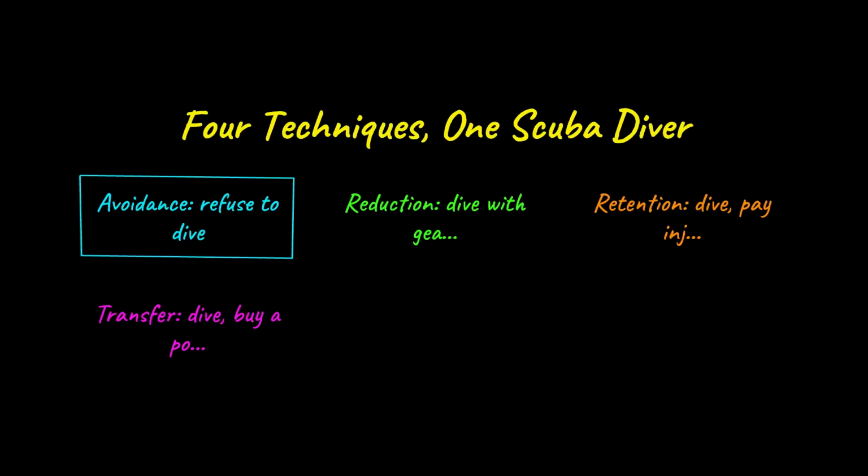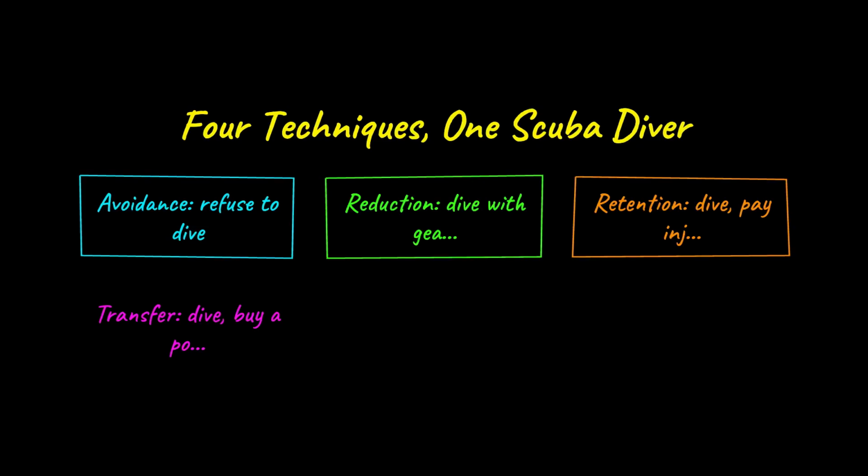Set side by side, the four techniques snap into focus. Refusing to dive is avoidance. Diving with a certified partner and inspected equipment is reduction. Accepting that any injury comes out of one's own savings is retention. And buying a policy that covers diving injuries is transfer. Only avoidance removes the possibility of loss outright.